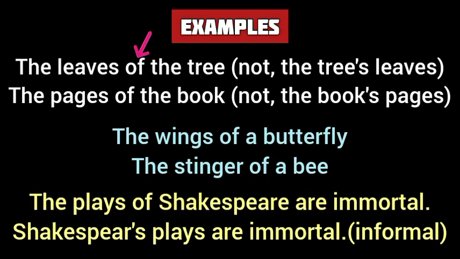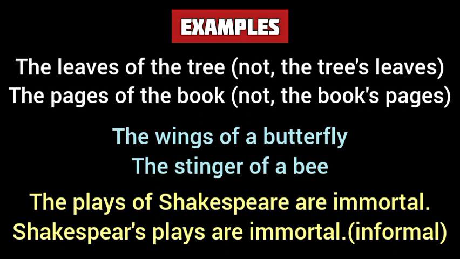For example, the leaves of the tree. Here of indicates the relation between the leaves and the tree. The pages of the book. Of is indicating a part of the whole here. But we don't say the tree's leaves or the book's pages because both the tree and the book are non-living.